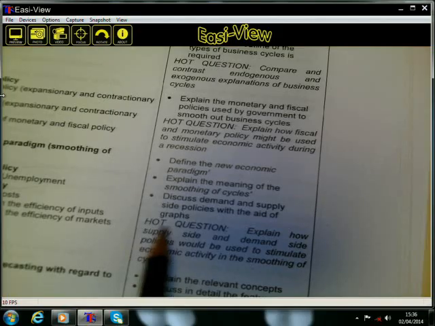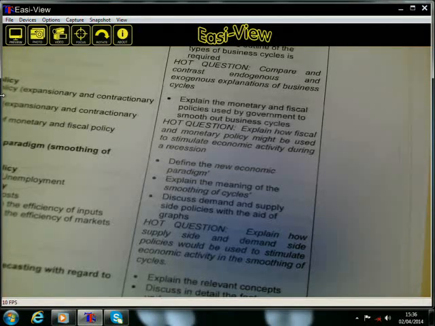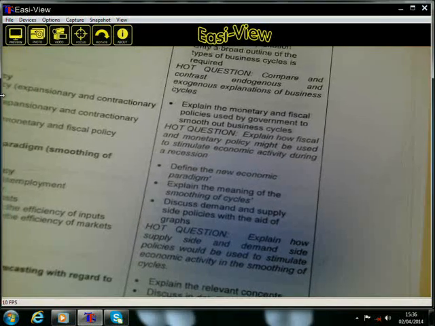Our hot question for this part is: explain how supply side and demand side policies would be used to stimulate economic activity in the smoothing of cycles. So this one, maybe they can ask it. It can be a 50-mark question, but I don't think necessarily that they would ask it in the same way, but it's just something that you need to know for yourselves.